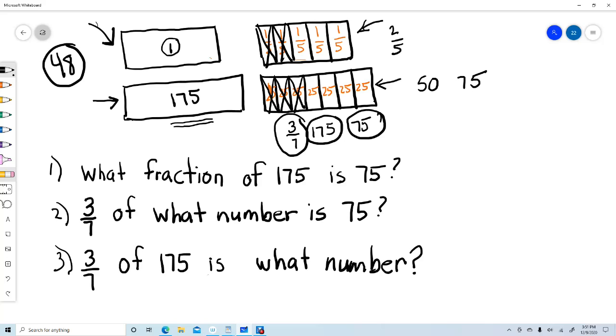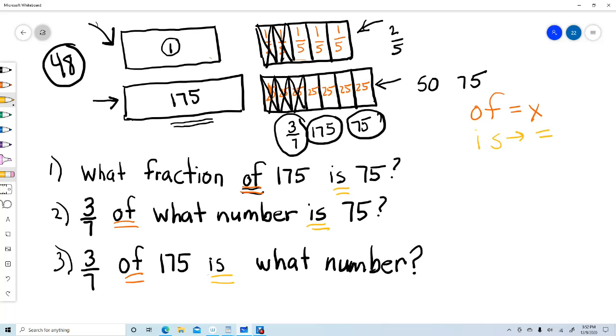So let's look at all 3 of them and notice that each of these word problems contains the word "of." They also contain the word "is." This is a clue for you on how to set up your problem. Wherever we see the word "of," that is going to be multiplication. And wherever we see the word "is," I'll draw an arrow, that's going to be equals. That helps you know how you're going to set the problem up.